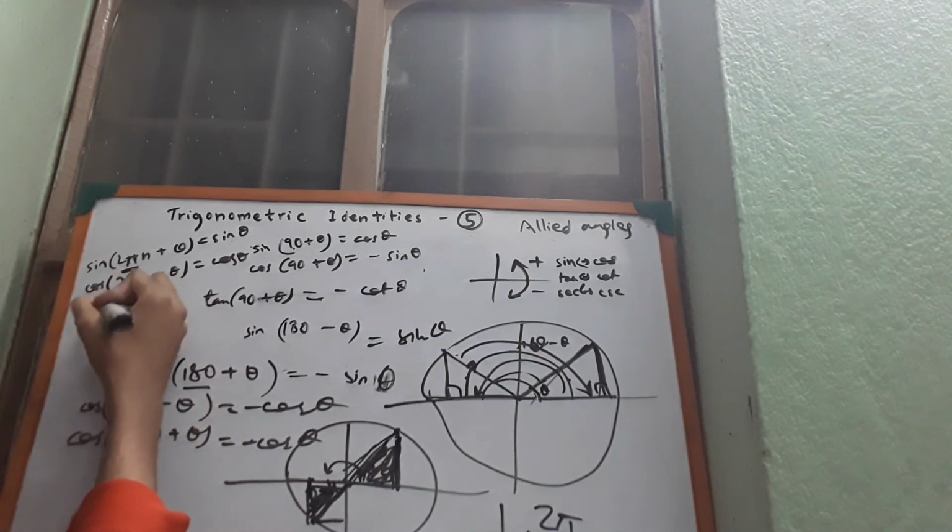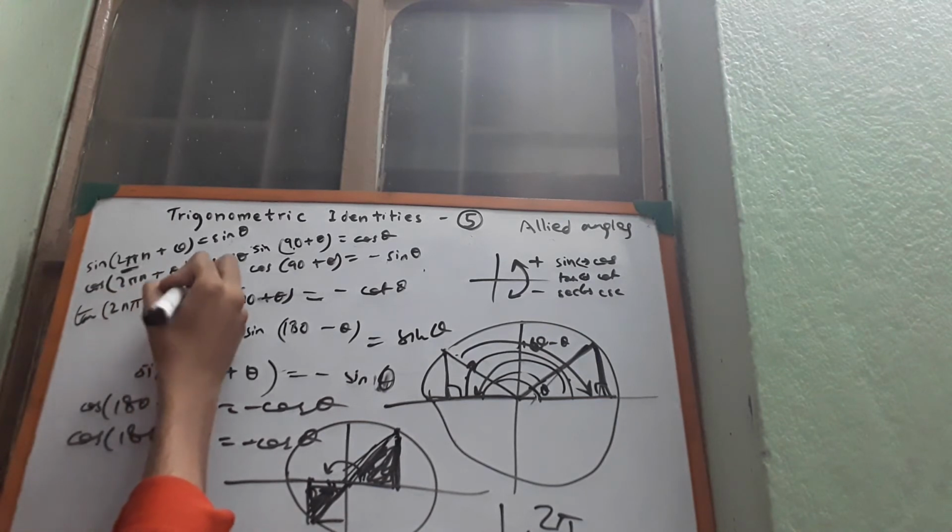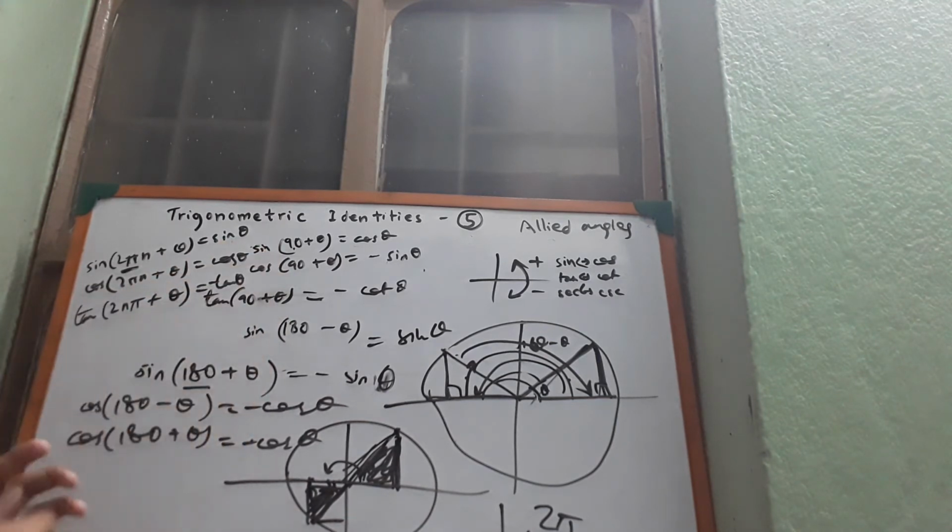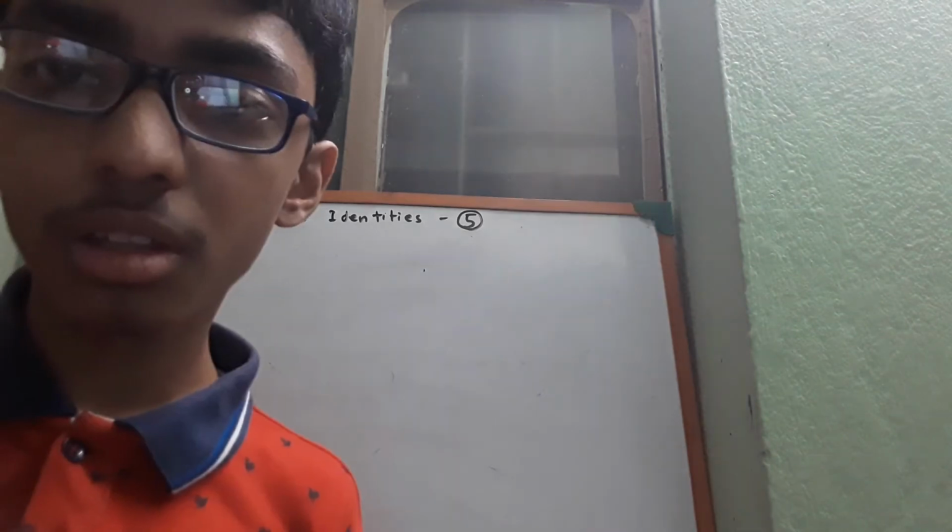And similarly for tan also, tan of 2n pi or 2 pi n plus theta is tan theta. Very important results. Okay, so let me clean the board.